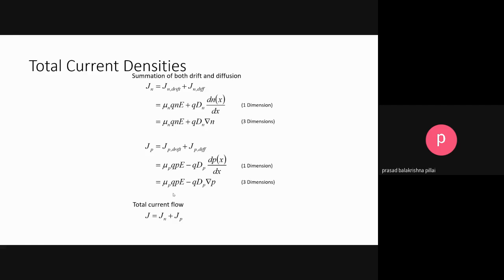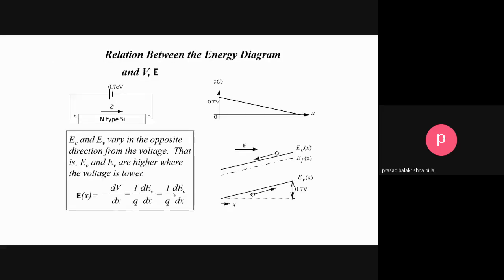Another interesting thing is the connection between the mobility and the diffusion constant. Actually, is there any connection between the mobility and the diffusion constant? If I know one, can I find out the other? That is popularly known as the Einstein relationship. Before that, let us look into the relation between the energy diagram, potential, and the electric field. The energy, potential, and the electric field.